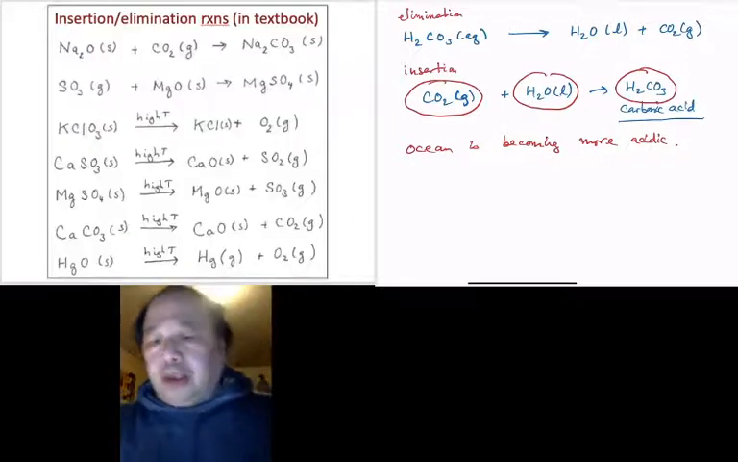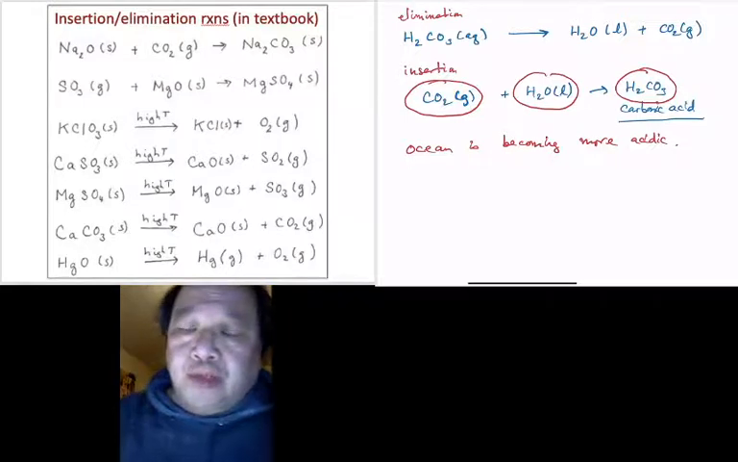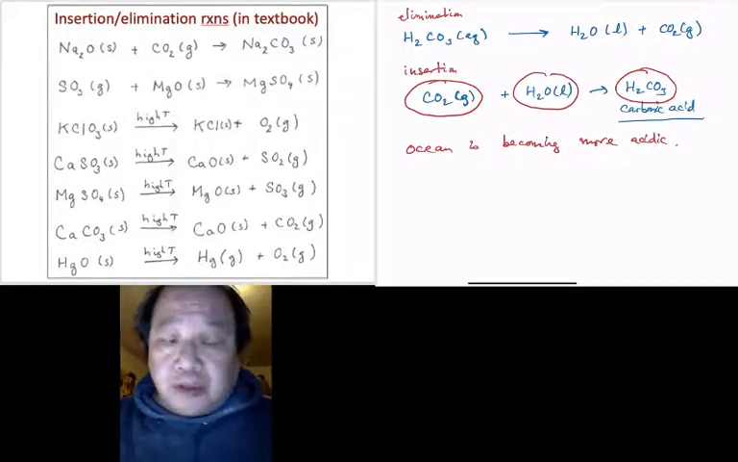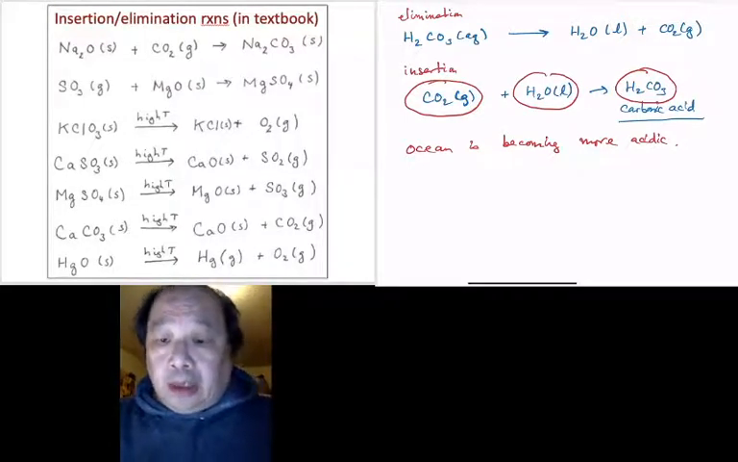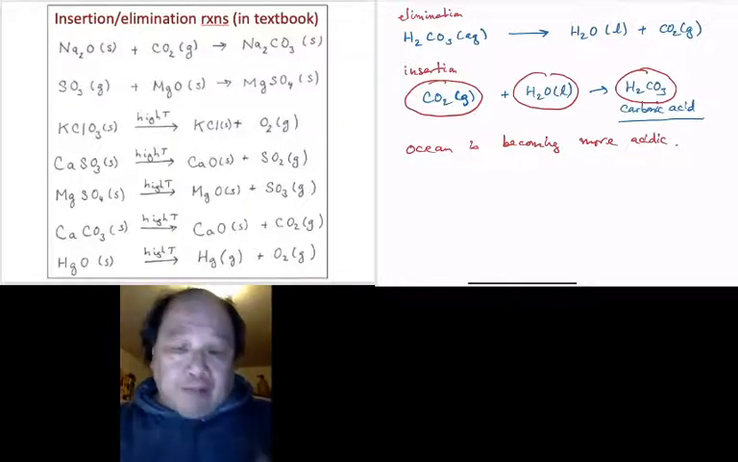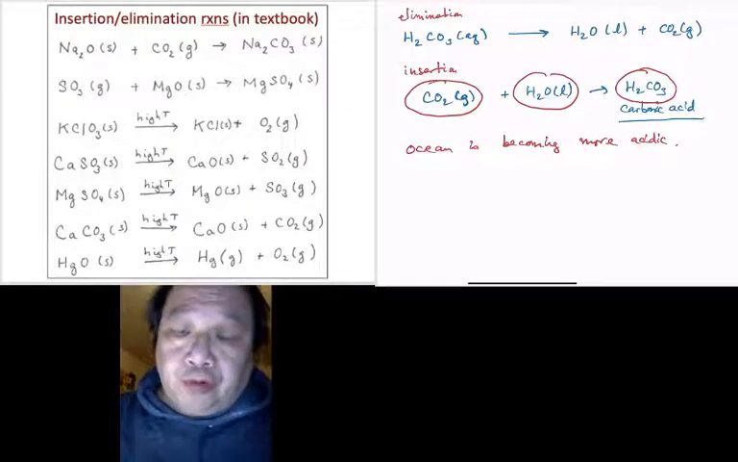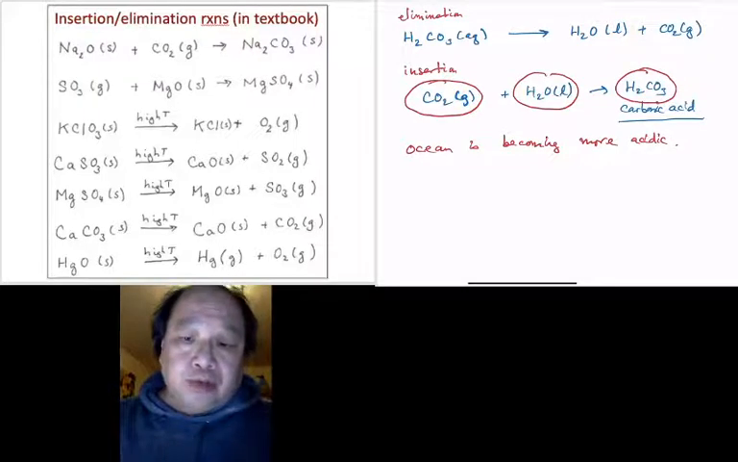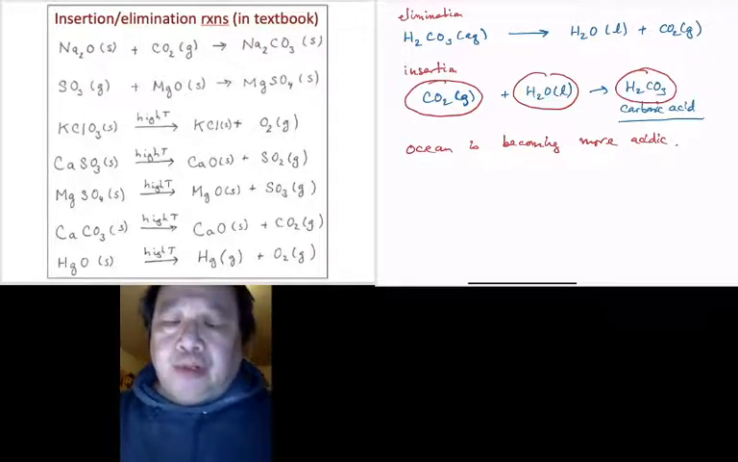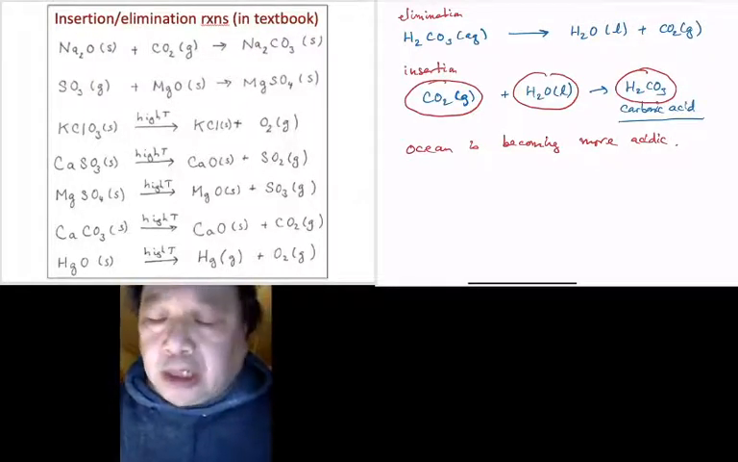Okay. This is just a list of insertion and elimination reactions that I found looking through your textbook, chapter 10. And I would have this list handy for you for the final, just in case one of them shows up. But I don't think you need to memorize this list, but you should read it and say it aloud probably a couple times.